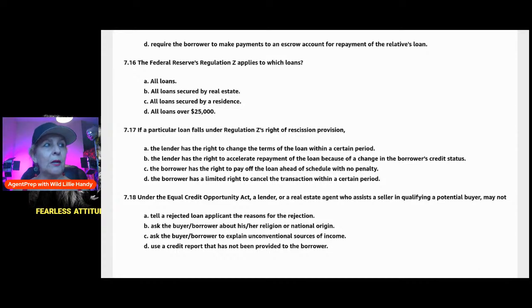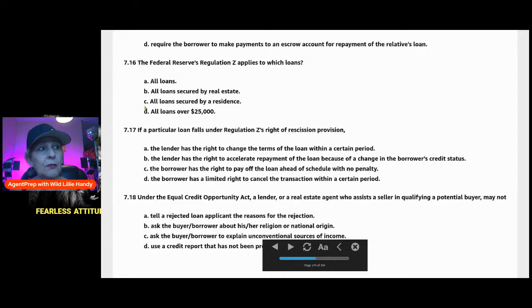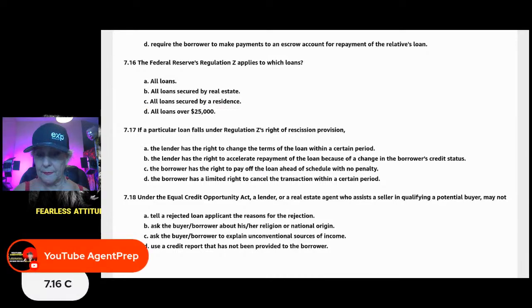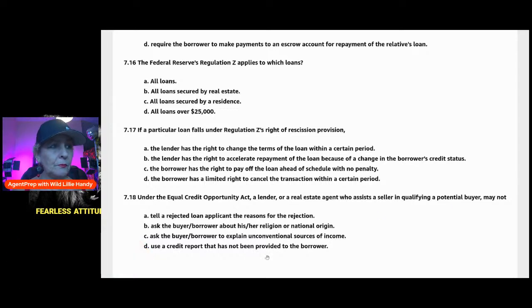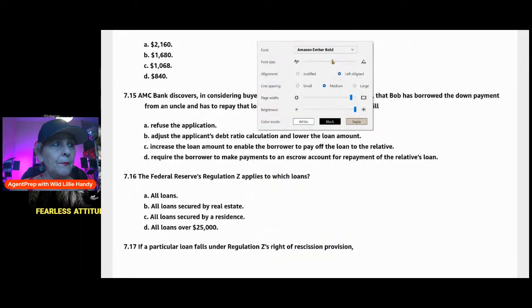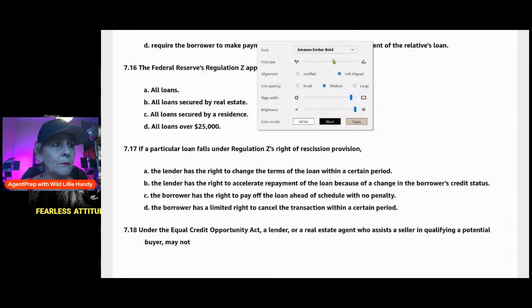It's not necessarily just secured by real estate, because real estate could be commercial real estate, agriculture, industrial, residential, multifamily, which would be commercial if it's greater than 4. So it has to do with all loans secured by a residence. Got it?